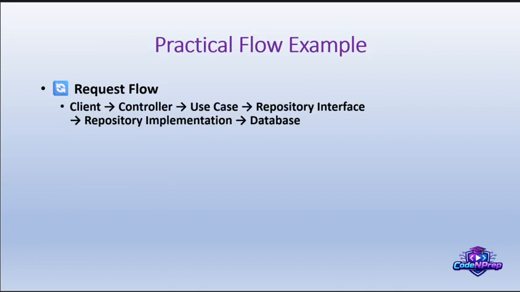Now let's see how the request flow works. Let's say a user creates an order. The client creates an order, the request hits the controller, which calls the use case, which calls the repository interface, and then the repository interface calls the repository implementation, and then the database connection. The infrastructure layer provides the implementation and connects to the database directly. So business logic never directly talks to the database.